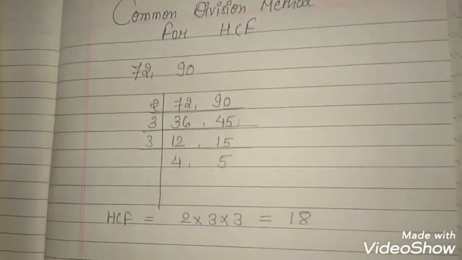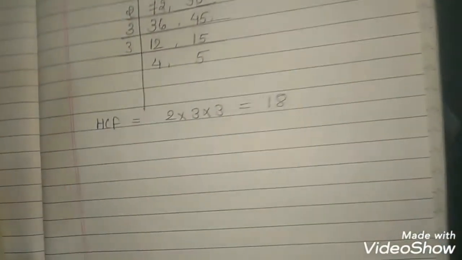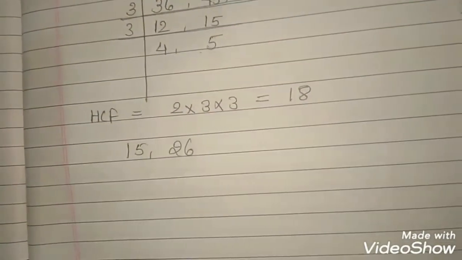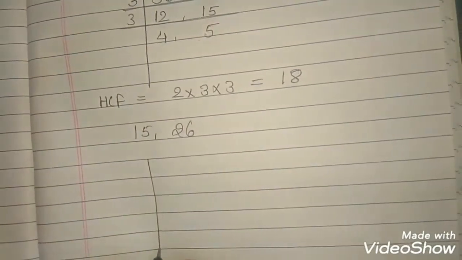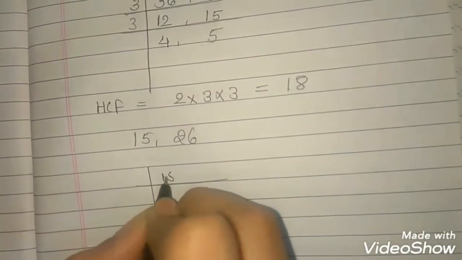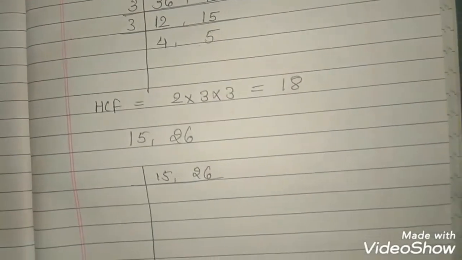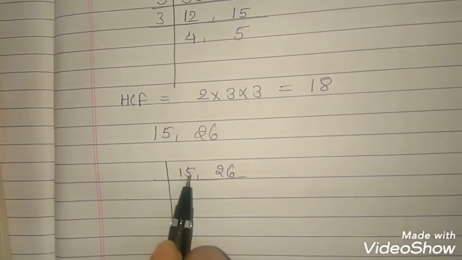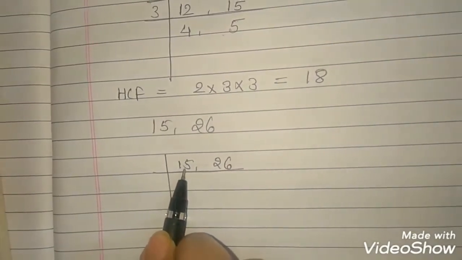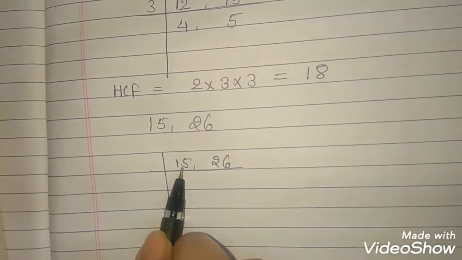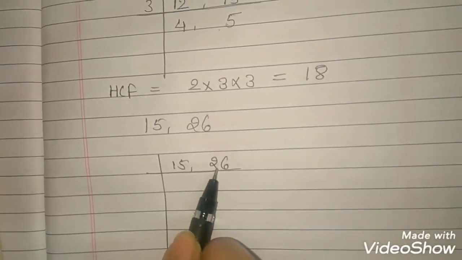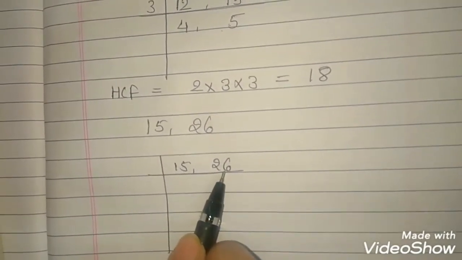Now again I am taking another example, which is 15 and 26. Then how you will do that? Again we will write 15 and 26 in one row. Now you will see that 15 is not divisible by 2, but 26 is divisible by 2. So we cannot take that number. Okay.